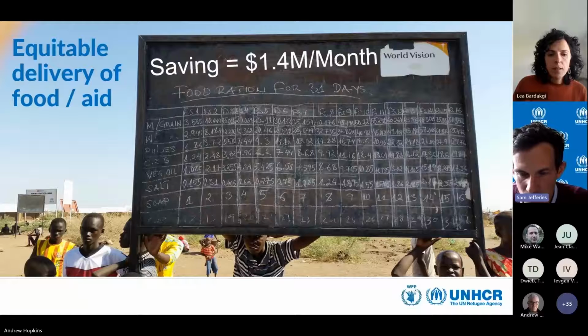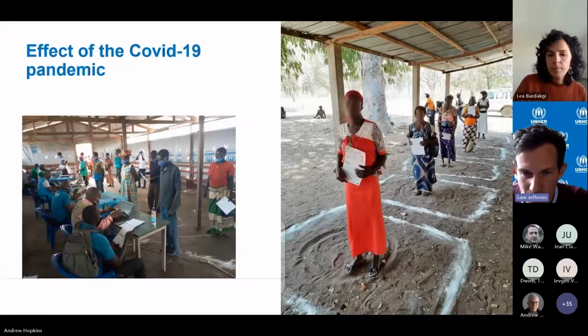That just speaks to the savings made through preventing a diversion, but it doesn't even speak to the savings made through significantly reducing the amount of time required to deliver assistance in life-saving scenarios, which also has a considerable financial impact.